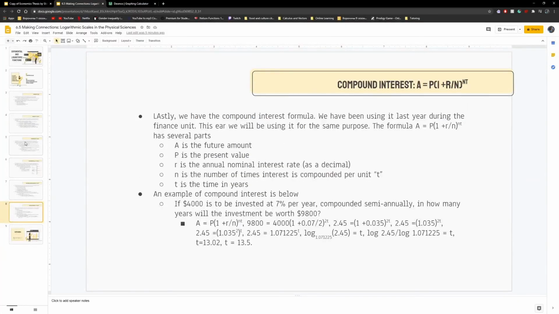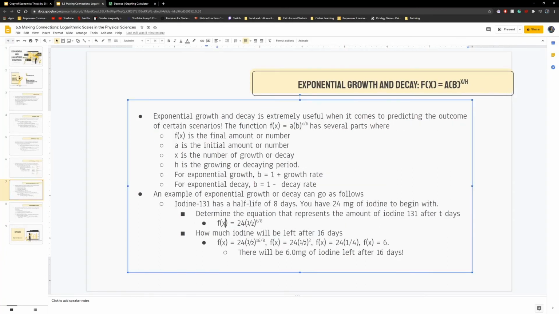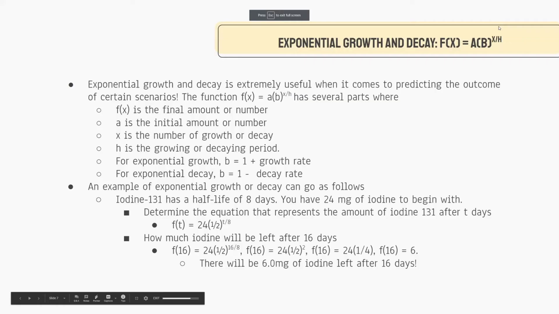Let's put that back. f of t is equal to 24 times 1/2 to the power of t over 8. This should also be 8 or 16, since that is exactly what we're inputting in. There we go. Again, for that question, we just inputted what we knew from the initial statement.